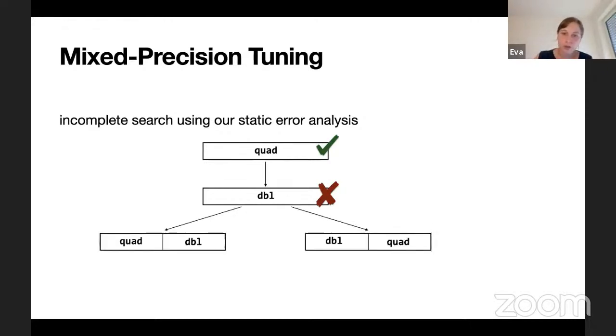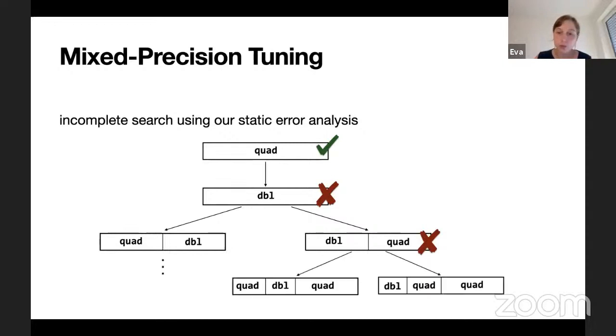So what we'll now do is we will split the arithmetic operations, and we will put some of them in double and some of them in quad precision. And then we'll again check. Suppose that in this example, the error bound is still not met. We will continue our splitting until eventually we will find some setting where the error bound is met. And then we still have to decide, if we have several candidates, which one we want to pick. And we will do this based on a cost function that would measure, for instance, performance, so that we get the fastest program.